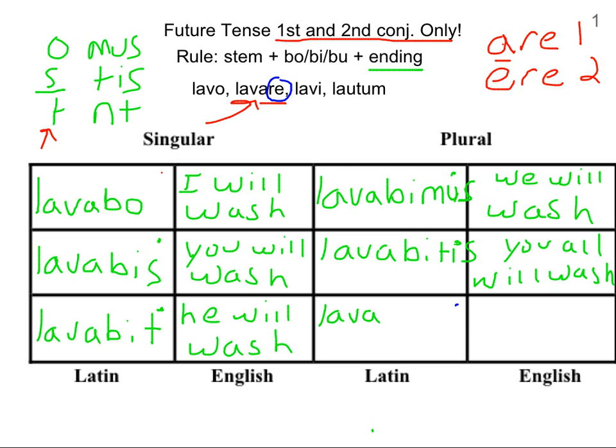LAVA plus BU. Notice it changes here. If you look back up at the top, BO, BI, or BU are what we're adding. So, bo, bis, bit, bimus, bitis, and now bunt, BU plus our person ending NT. This would be they will wash.